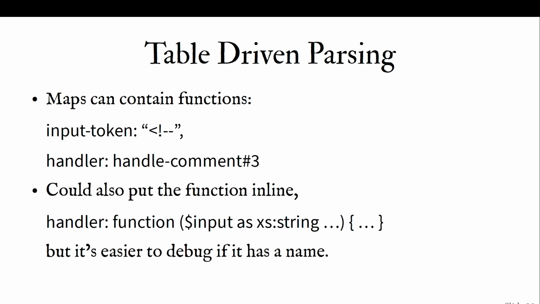So this all makes it sound super recursive, right? Maps can also contain functions. So on slide 20, I can say input token start comment. You actually have to quote the last time probably. And handler. And handle comment #3 is a way of saying I've got a function called handle comment and it takes 3 arguments. That's the function I mean, put it here. So it's called a function item. I could also put the function in line and define it. Handler: in the map, function something or other. It's just an item, it can be a value in a map.